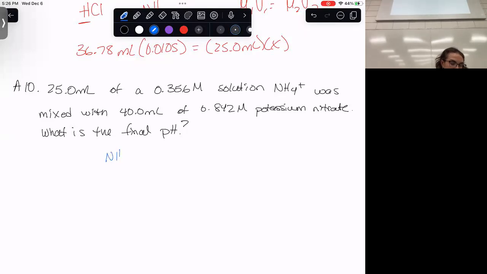So we have NH4 plus, and what is potassium nitrate? K, close, NO3. Yep. So someone tell me, what is potassium nitrate? It's a neutral salt that adds nothing to this equation. What is the only thing that potassium nitrate is contributing to our question? Volume, right? We only care about the 40 mils of volume that the potassium nitrate is contributing.